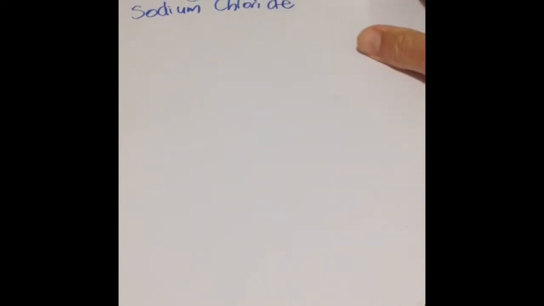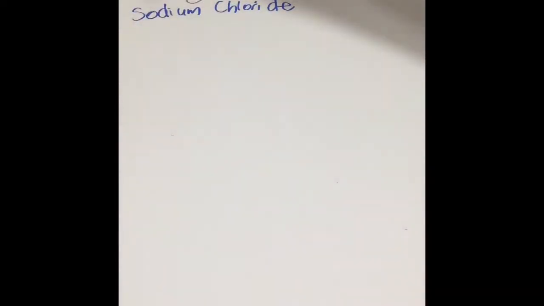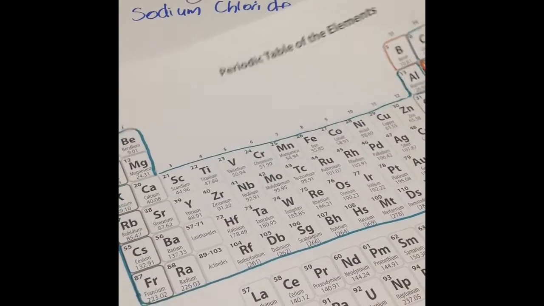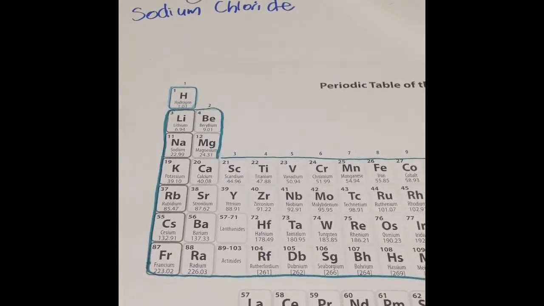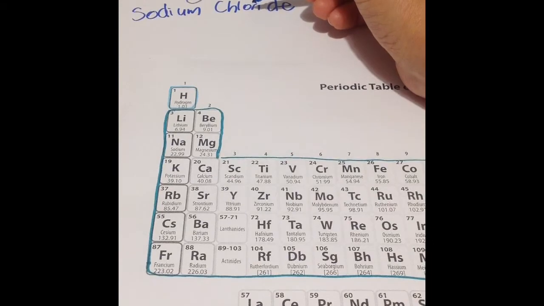So simple example, sodium chloride. Write the formula for sodium chloride. If I'm given the compound, what I'm going to do is get my periodic table. That's always the first step, because unless I know the charge on sodium and the charge on chlorine, I'm not going to be able to write the ionic formula.